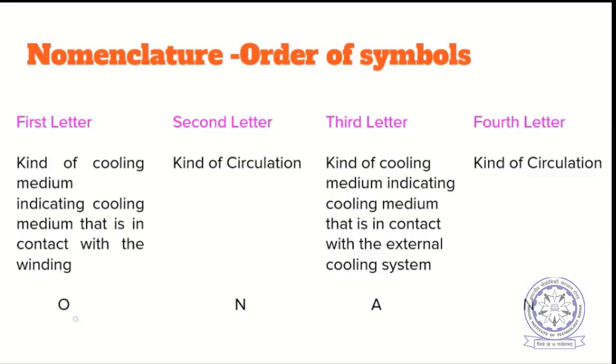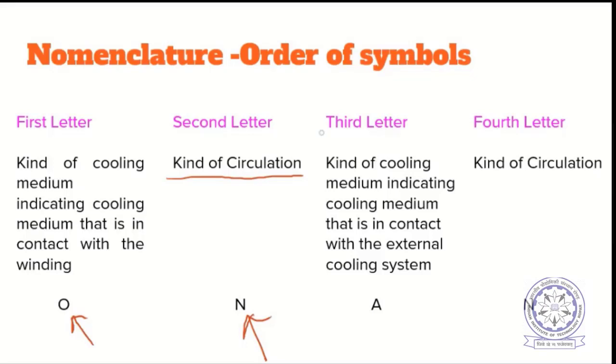So for example, for an oil filled transformer, the first letter is O for oil. And the second letter is the kind of circulation, whether this oil is circulated by natural means or by forced and directed. So that decides this symbol, N.